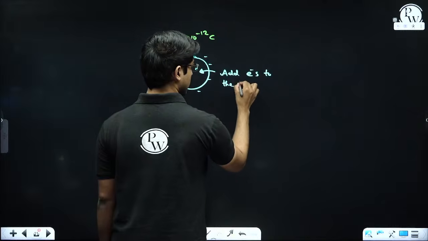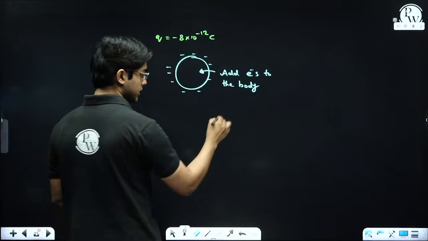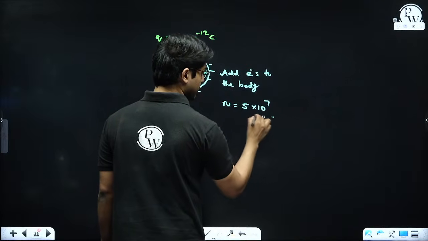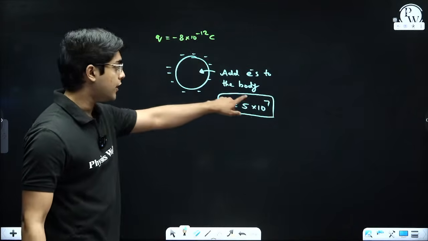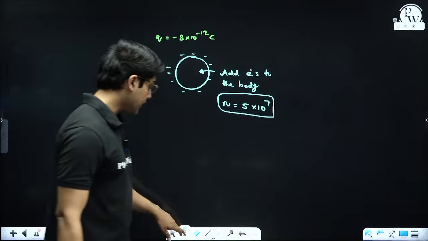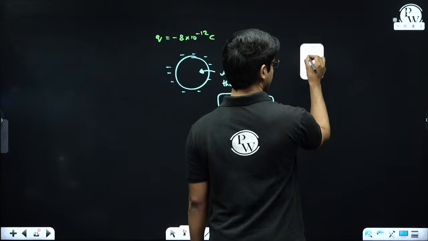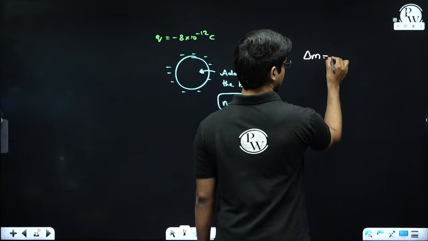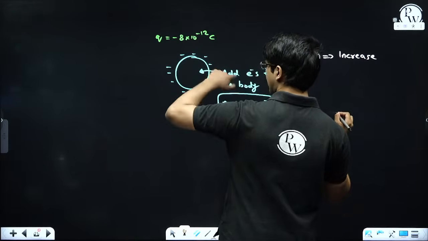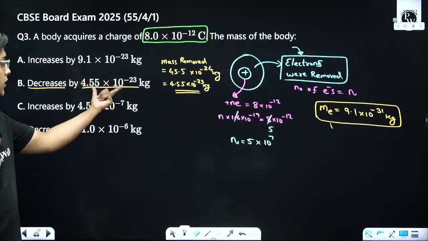Of course, in this case the number of electrons added will still be the same as last case, 5 into 10 raised to 7. But in this case, the electrons were added to the body as opposed to removed. So if I ask you what happens to the mass, the change in mass, delta M, this would increase now, because now electrons are added to the body. So the mass of the body will increase by this much amount in that case.